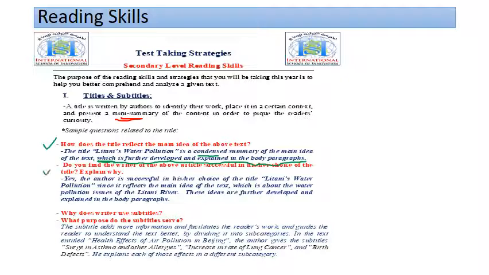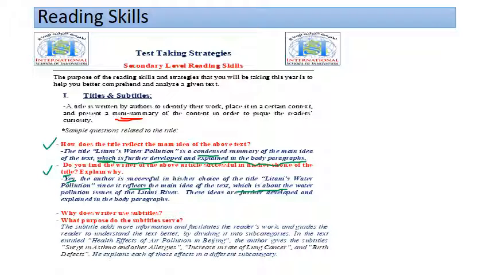Now, number 2, do you find the writer of the above article successful in his or her choice of the title? Generally, it's going to be a yes. I would never give you, on the official exam, a title that is not appropriate or significant. You would say, yes, the author is successful in his or her choice of the title, Litani's Water Pollution, since it reflects the main idea of the text, which is about the water pollution issues of the Litani River.